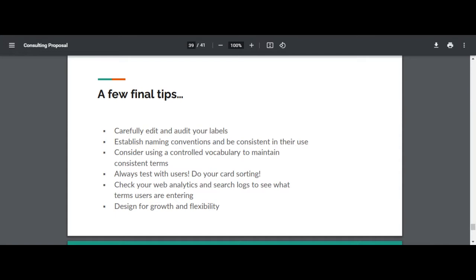So check your analytics and then also look at what people are searching and typing. And call listening. If you can do call listening, this is how you hear a lot about the words that people are choosing and using as well.